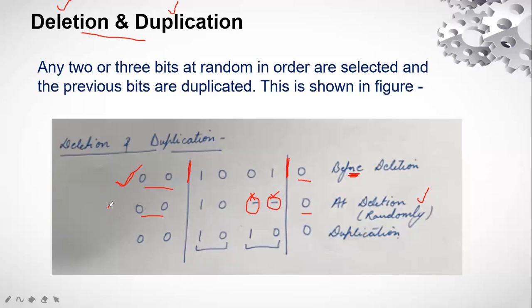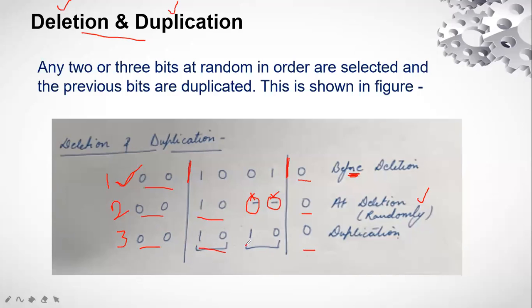So here I have applied the deletion operator, right? This is the second step. First step, select sites randomly. Second step, deletion. And now I'm going to apply the third step, that is called the duplication operator. Now the others will remain the same: 0 0 will remain the same here, 0 will remain the same here, and 1 0, I'm just copying it as it is, 1 0 and 1 0.